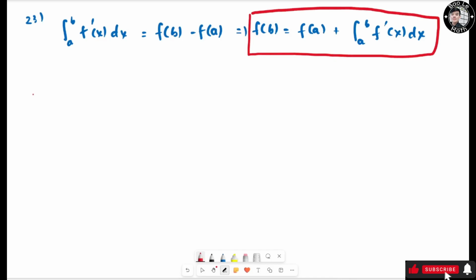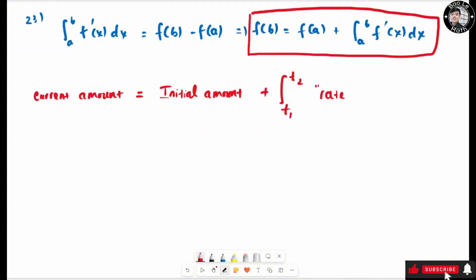Now we have the fundamental theorem of calculus in context. We have the current amount equals the initial amount plus the integral from t1 to t2 of rate in minus rate out dt.